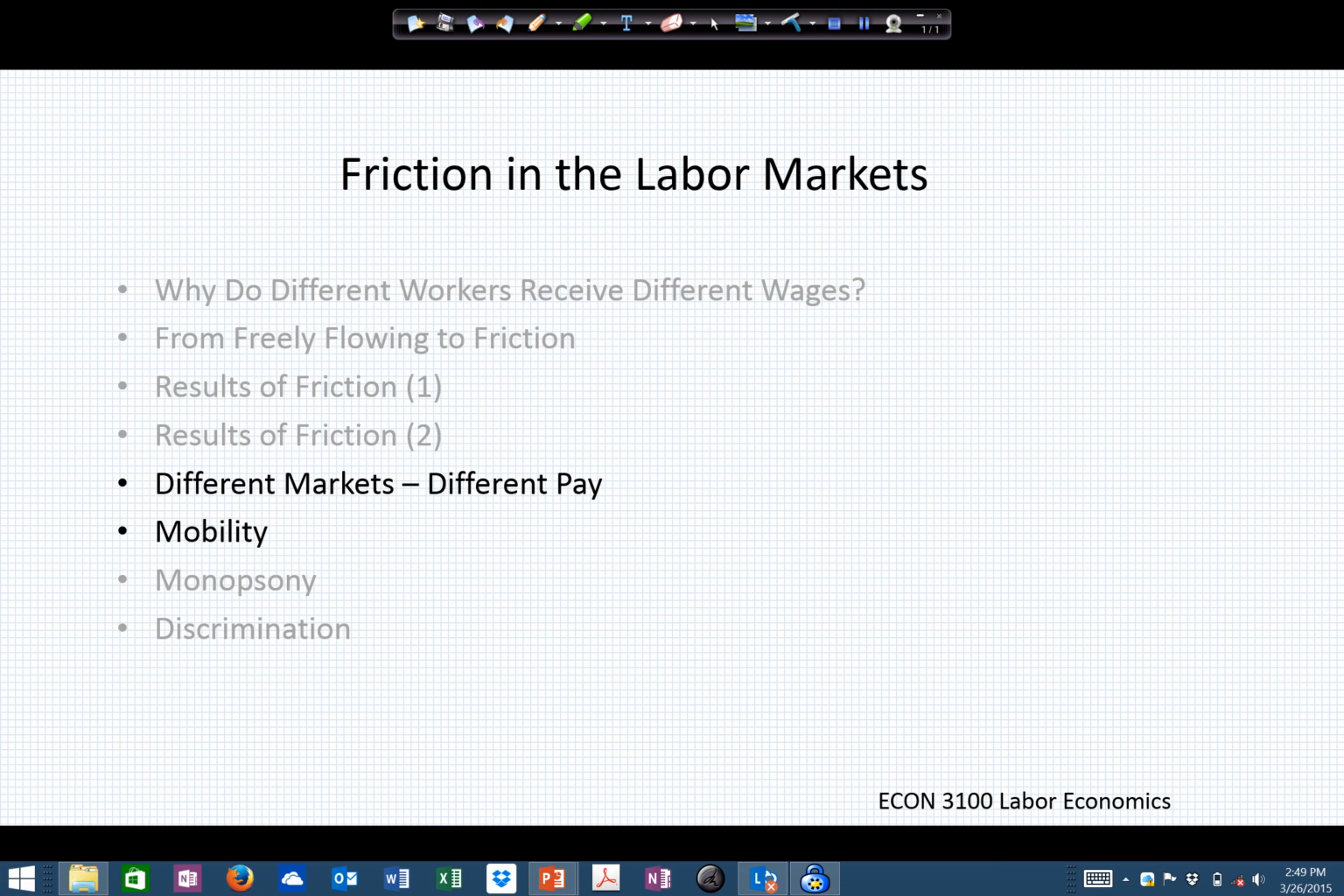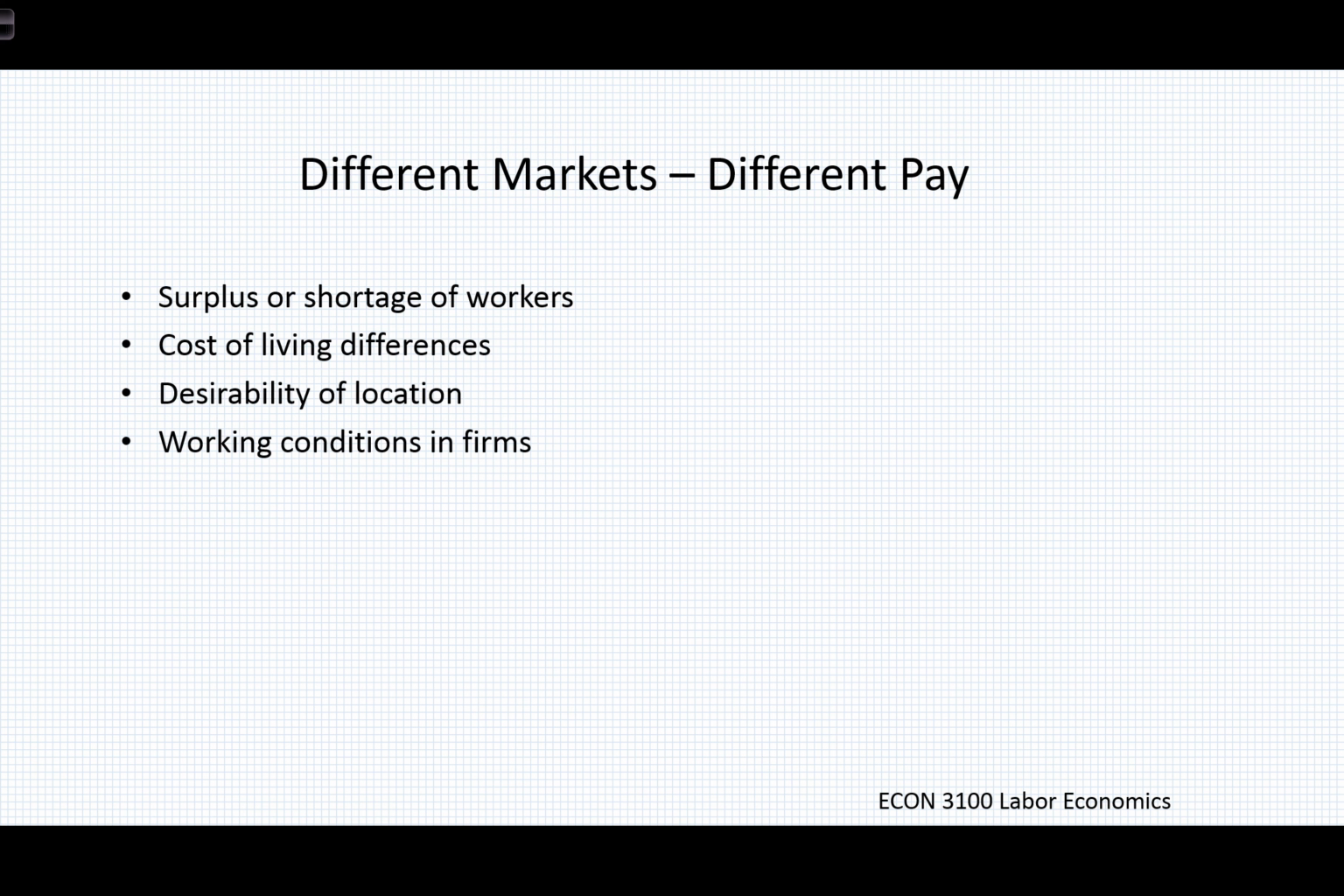In this segment of friction in the labor markets, we'll briefly take a look at a couple of other friction forms that we might think about. One is that in different markets, a worker might receive different pay, and another is this concept of mobility that we briefly referenced in an earlier segment in this module. So let's think about the concept of different markets and different pay.